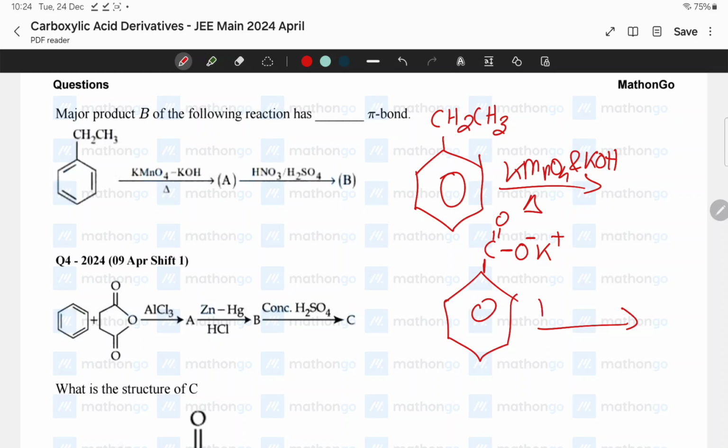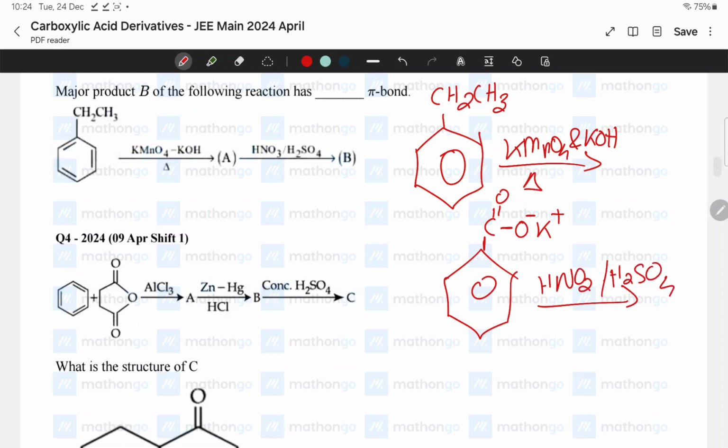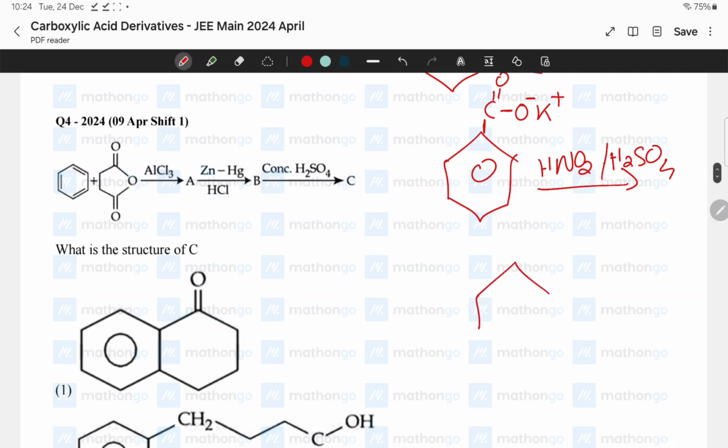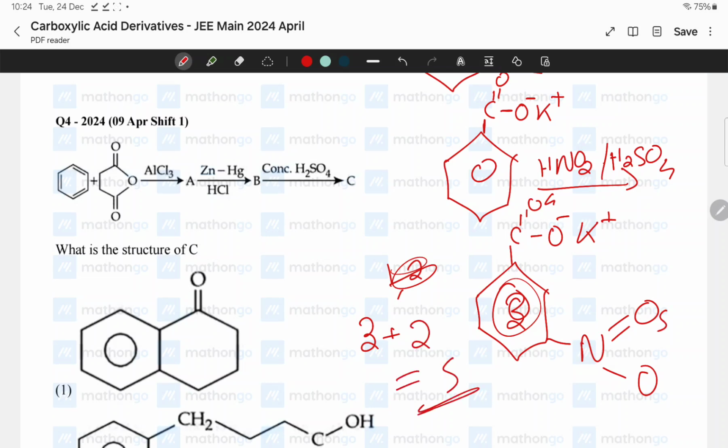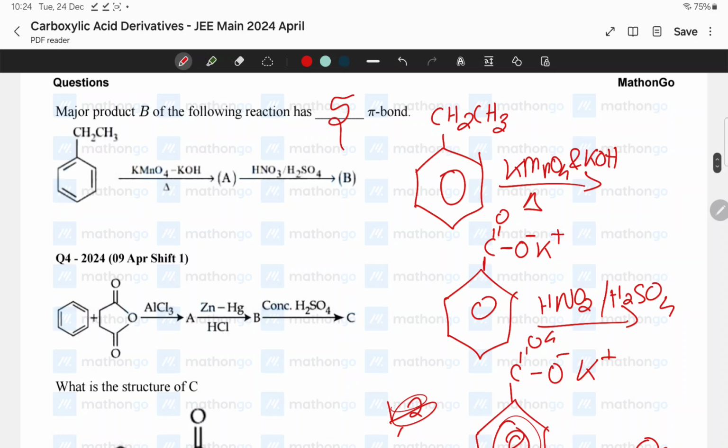Yes. Into this we are adding HNO3 and H2SO4. So what we get? We get NO2 in the meta position. So C double bond O minus K plus and NO2. Okay, you can give the minus star plus star. I am just drawing the same for pi bonds. How many pi bonds are here? 1, 2, 1. Here totally there are 3 pi bonds inside this ring. Now 4 and 5. So 2 more, so that will be total 5 pi bonds if I am not wrong. 5 pi bonds.